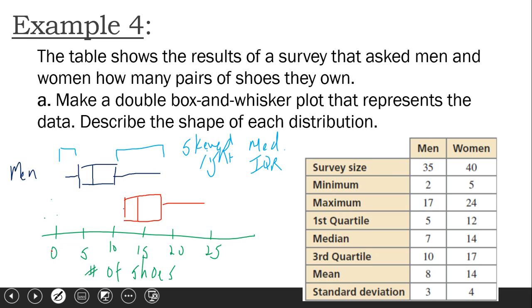Oh, I lost my whisker for my women. For the women, though, the distance from Q1 to the min and Q3 to the max is about the same. So this distribution will be symmetric, and we would use the mean and the standard deviation. So this goes back to the previous lesson talking about box plots. You're looking at the distance from Q1 to the minimum and Q3 to the maximum to determine the shape. If we have a symmetric shape, mean and standard deviation. Skewed shape, median and interquartile range.